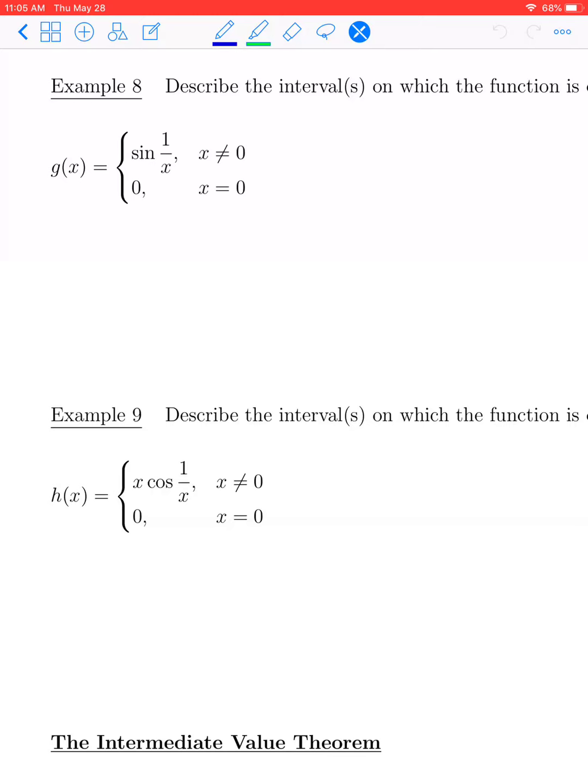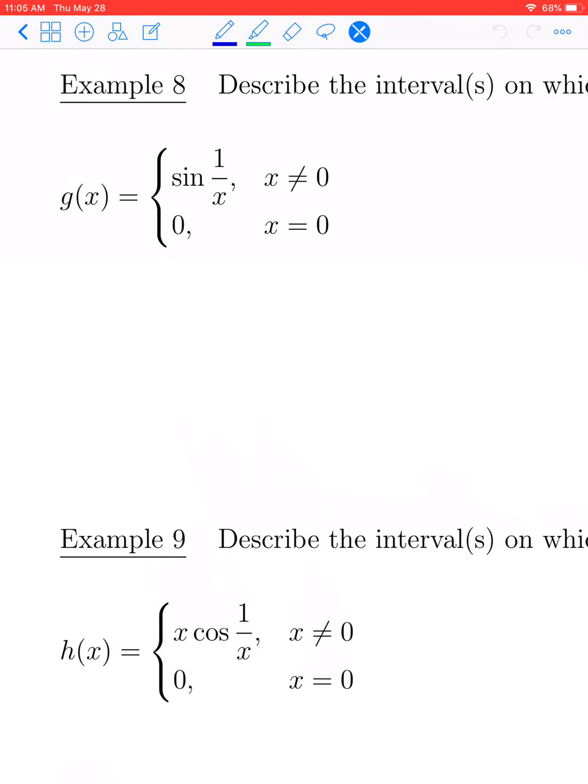Let's take a look at example 8. We're asked to describe the intervals on which the function is continuous. g of x is a piecewise defined function. It's defined as the sine of 1 over x when x is not equal to 0, and it's equal to 0 when x does equal 0.